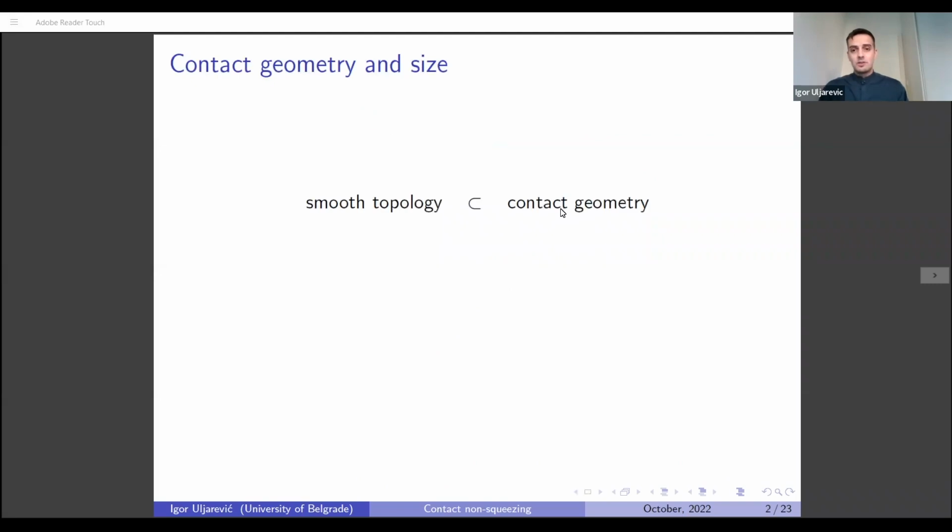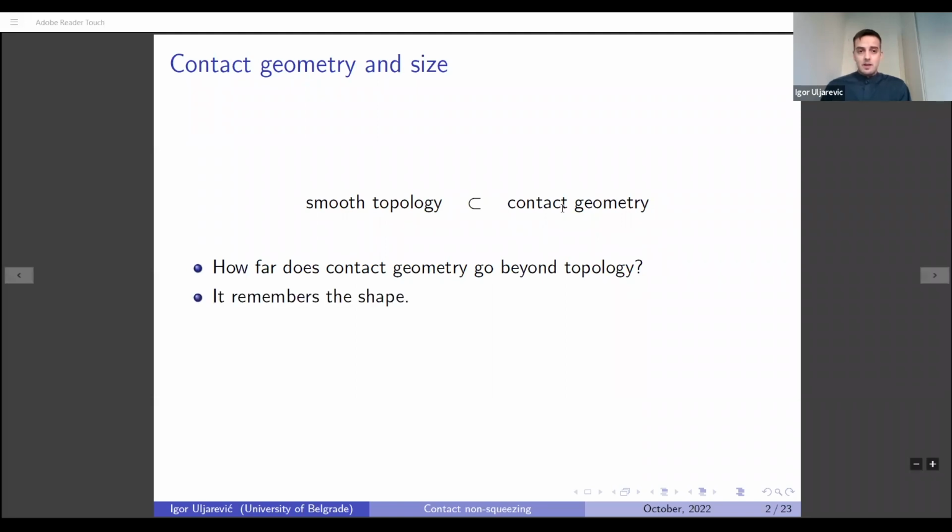Obviously, contact geometry is at least as rigid as smooth topology, for it has an additional structure, namely the contact distribution. How far contact geometry goes beyond topology is currently an active topic of research. In this talk, I will try to answer the question whether contact geometry actually remembers not only the shape, but also the size of an object.